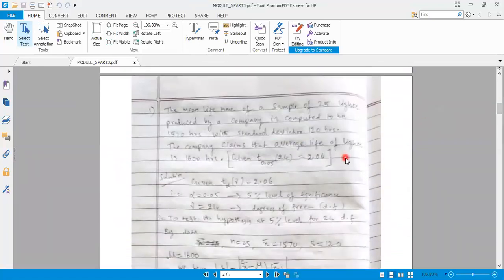Now let us proceed to the first problem. The problems are very simple here. The mean lifetime of a sample of 25 lights produced by a company is found to be 1570 hours with a standard deviation of 120 hours. The company claims that the average life of the lights is 1600 hours. Now we have to test this hypothesis. Given t alpha equals 2.06.